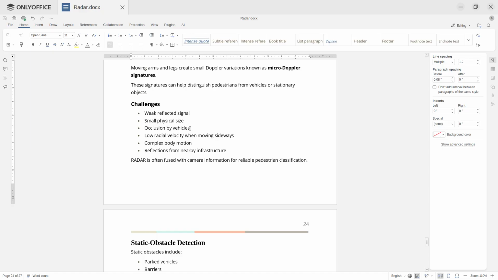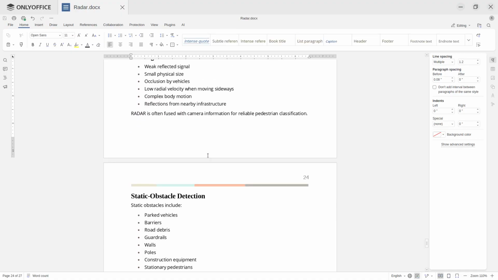What are the challenges? Weak reflected signal, small physical size, occlusion by vehicles, low radial velocity when moving sideways, complex body motion, reflection from nearby infrastructure. Radar is often used with camera information for reliable pedestrian classification.